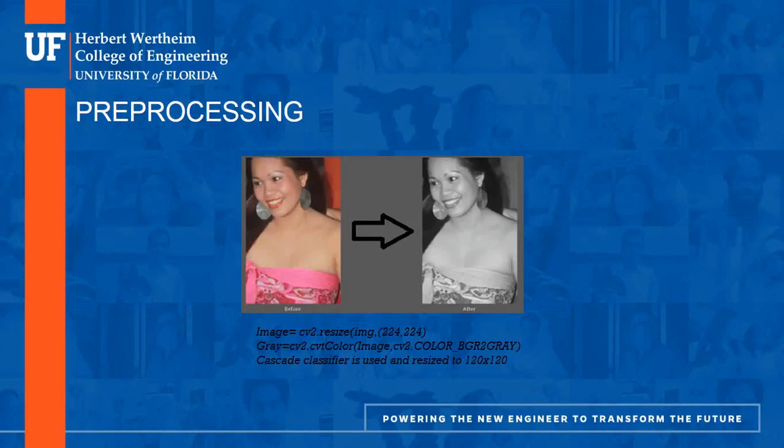In this slide, it is seen what the pre-processing step actually does. First, the image is resized to 224 by 224 and stored in an image variable, and then it is converted into grayscale and stored in a gray variable. Then the cascade classifier is applied and then it is resized to 120 by 120. Resizing, or the dimensionality reduction, is done to overcome the computational constraints that might arise during the training phase of the task.